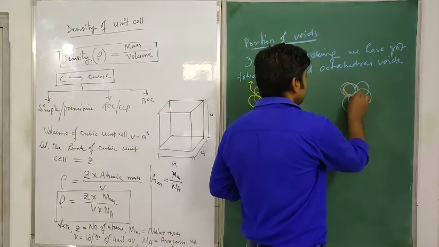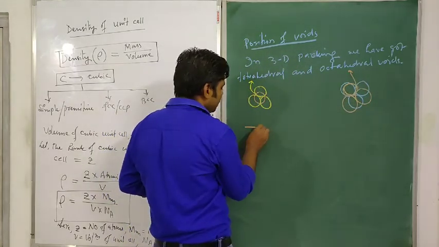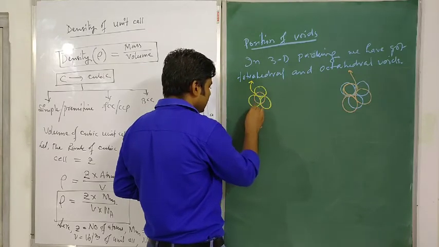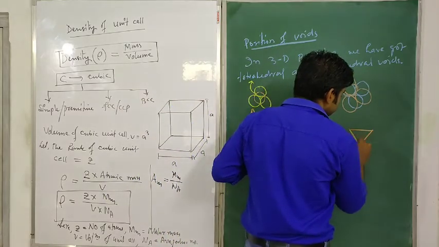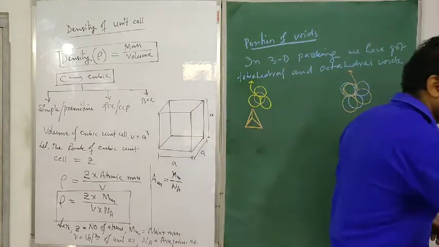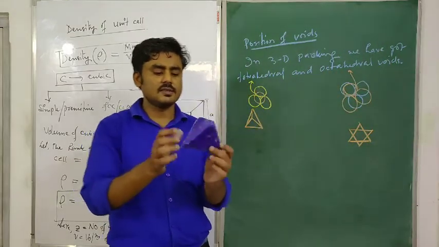Okay, this void is your octahedral void, and the tetrahedral void is something looking like this. This is your tetrahedral void, and the octahedral void is something like this. I have shown already the tetrahedral void and octahedral void. So this is your tetrahedral void. It looks something like this.